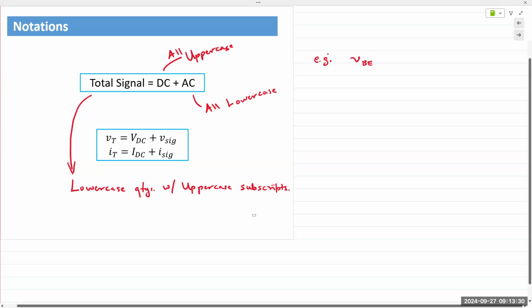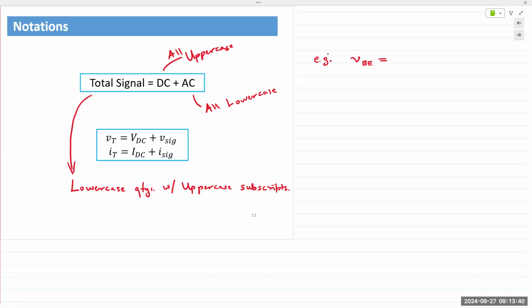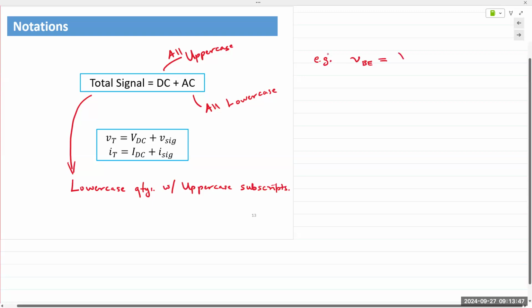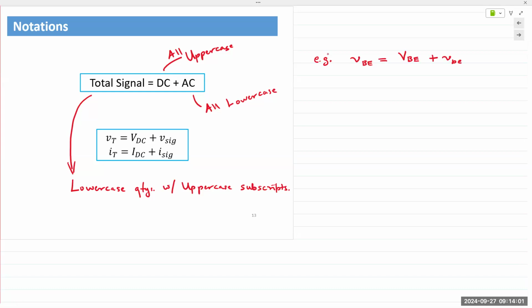It's a lowercase v for voltage and uppercase B and E. And so it's basically from a transistor, it's the total voltage as measured from the base to the emitter. Okay. And we can write that as the DC base to emitter voltage plus the AC base to emitter voltage. Okay. This will be especially important when we perform the labs.